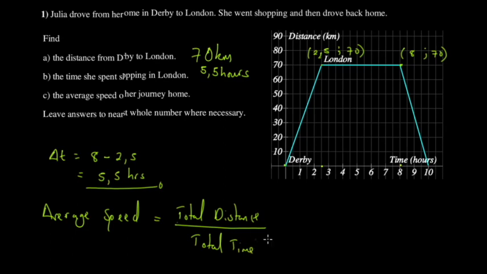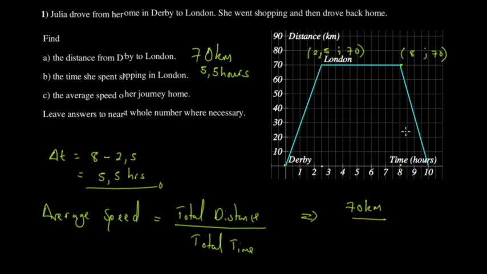Okay, so total distance divided by total time, that's the average speed. So here our total distance is 70. Remember, a distance now, it's starting from 70 and then going back to 0. So the distance must be 70 kilometers.